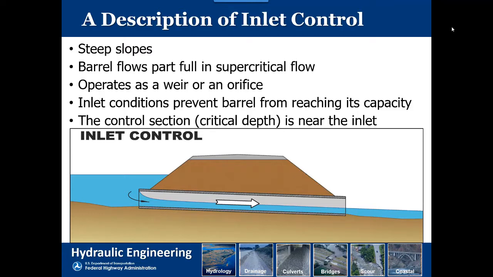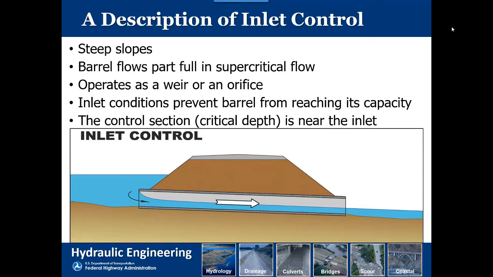It's inefficient because the inlet is restricting the amount of flow. What would be an example of this? If I'm really thirsty and I've been working outside in the grass or whatever and I have a nice big cool drink, if I drink it like this, that's kind of defeating the purpose, right? Because my mouth is limiting the flow. If I open up my mouth wider, then I can get more of that cool, refreshing liquid beverage into my throat, or the barrel of the culvert.